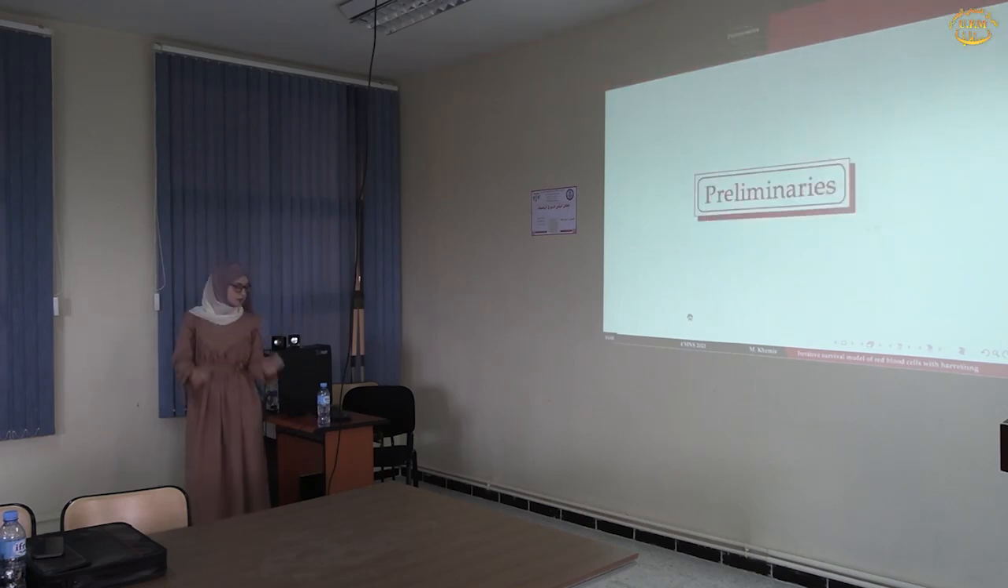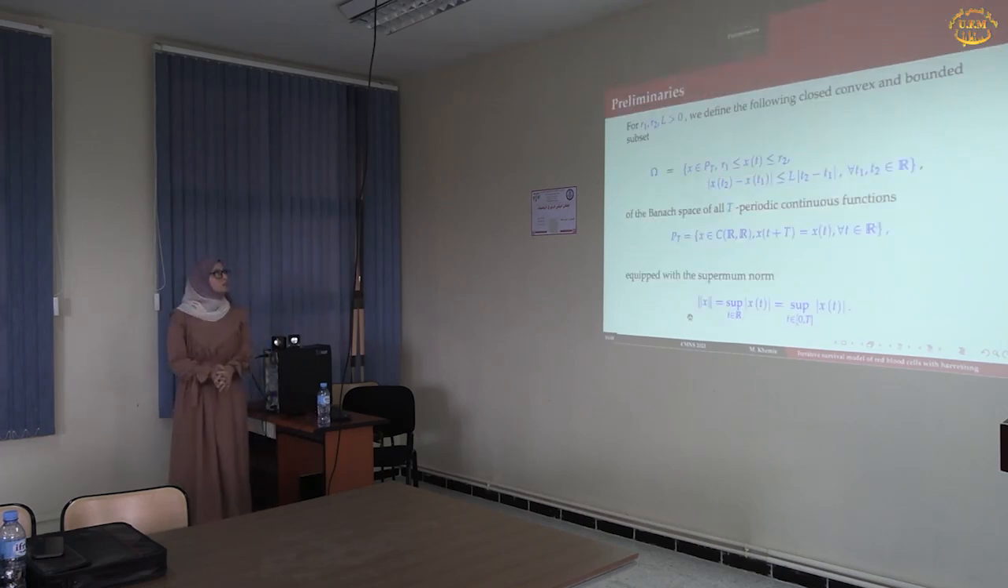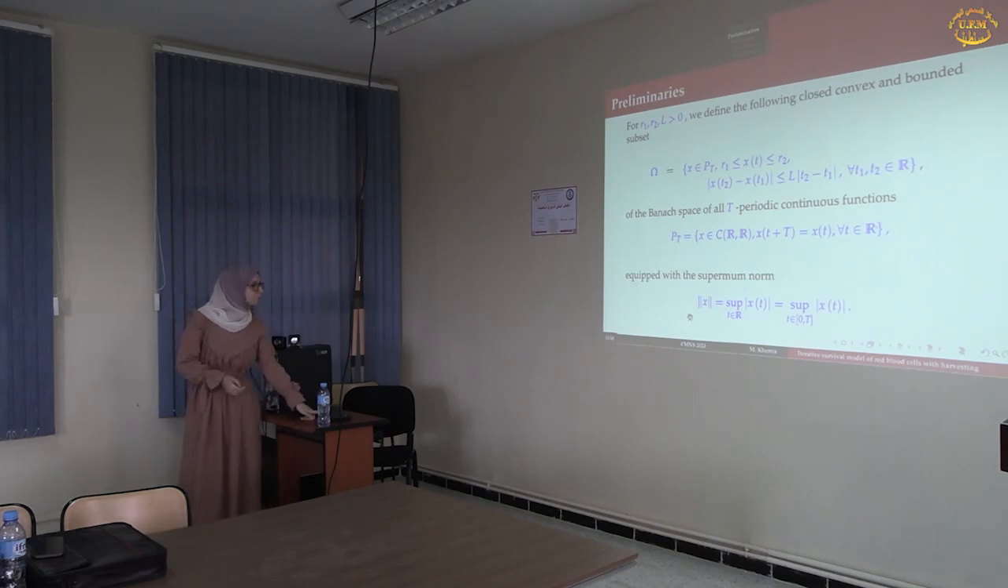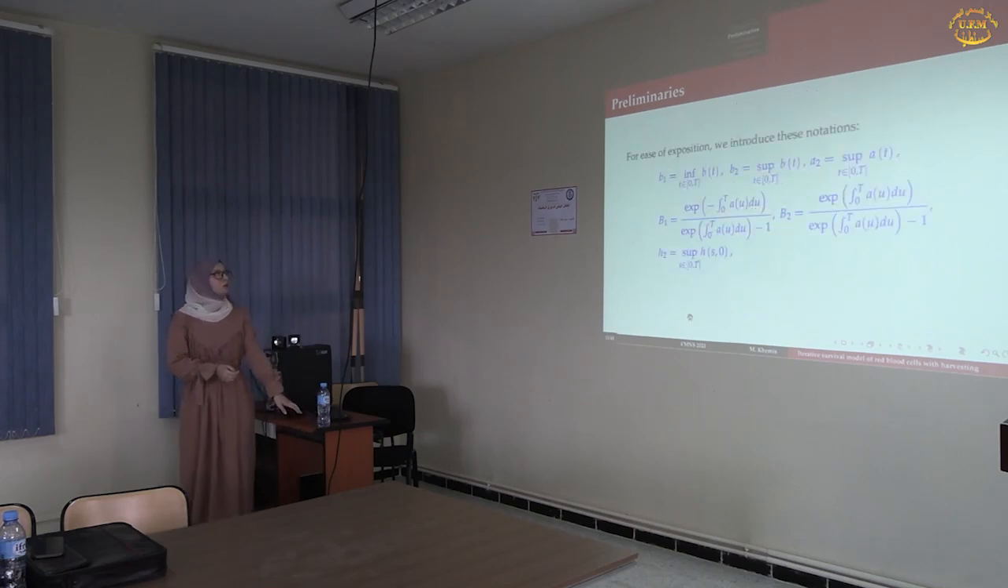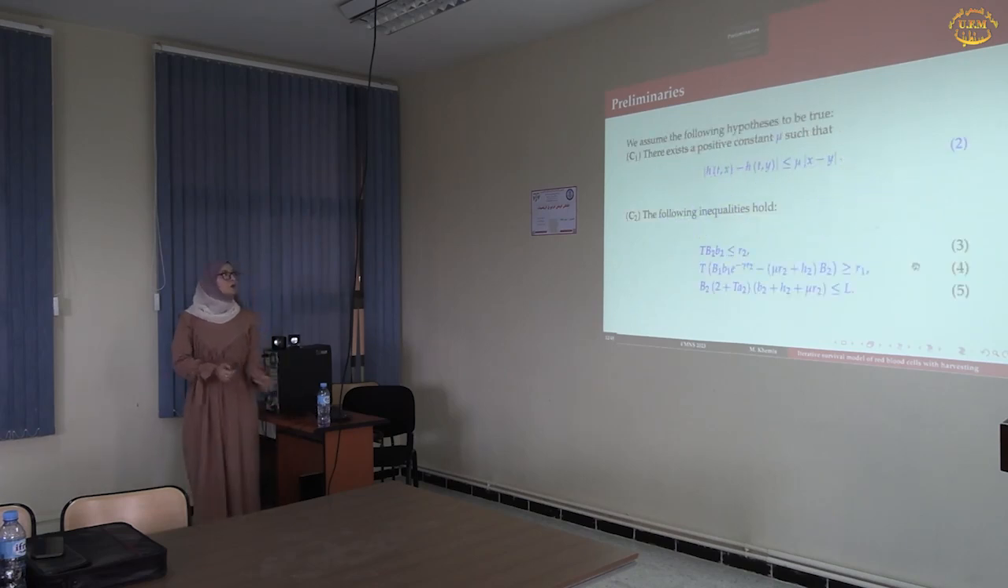Let's turn now to the second section. Let's begin this section by defining the following closed, convex, and bounded subset omega of the Banach space of all T-periodic continuous functions equipped with the usual supremum norm. For simplifying our results, let's adopt these notations. Moreover, we assume these assumptions to be true. H satisfies inequality number 2, and these three inequalities hold.